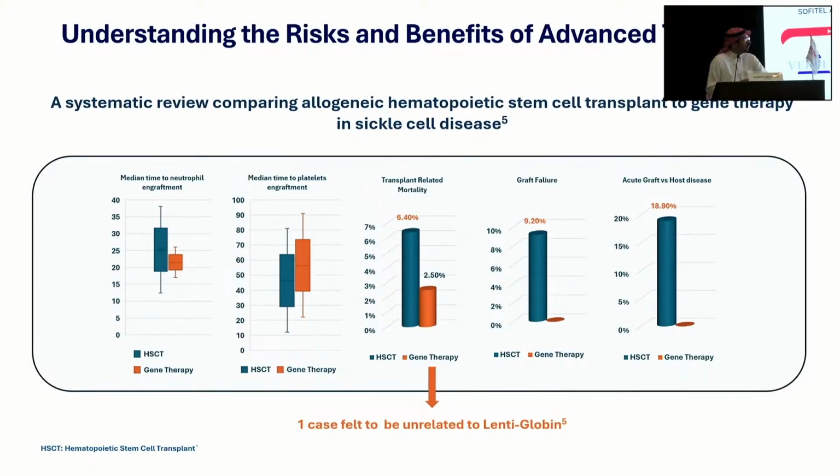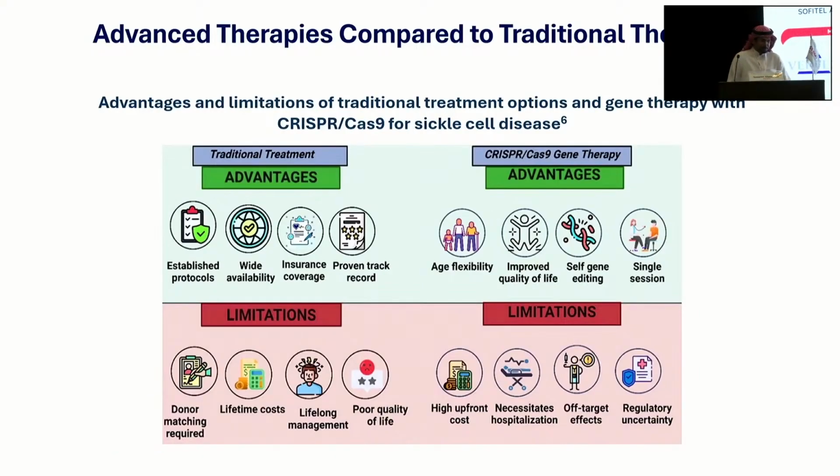I think the thing that you have to look at regarding treatment-related mortality is around almost 6% compared to 2% in gene therapy. Graft failure: 0 in gene therapy, around 9% in allogenic transplant. Of course, acute GVHD: 0 with the gene therapy, around 18% in allogenic transplant. So what is the advantage and the limitation of both allogenic and gene therapy?